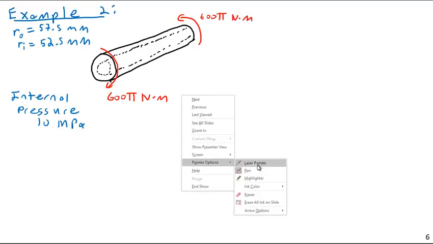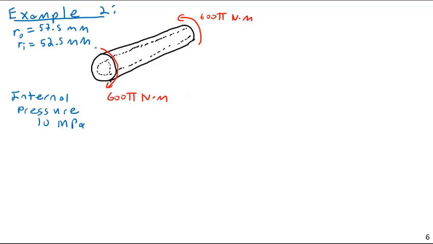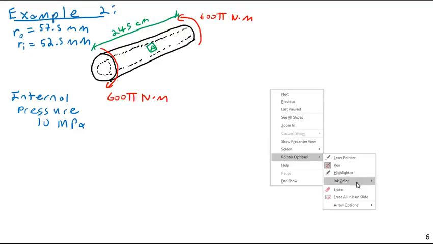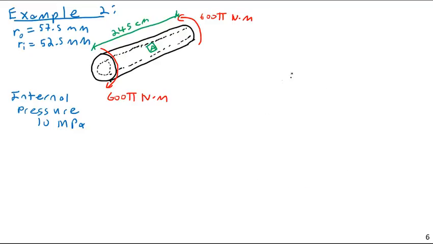And let me show you, I'll give you the dimensions on this. This thing is going to be 245 centimeters long. And then our stress element is going to be here, point A. However, I think I will make a point to draw a cross-section to very clearly indicate where the stress element is. Like so.